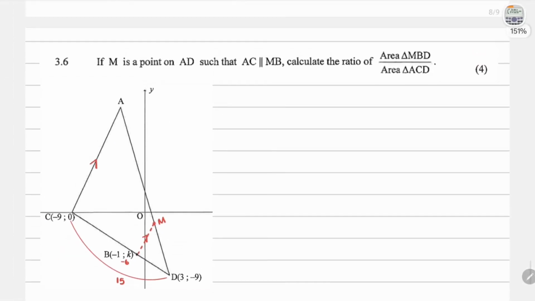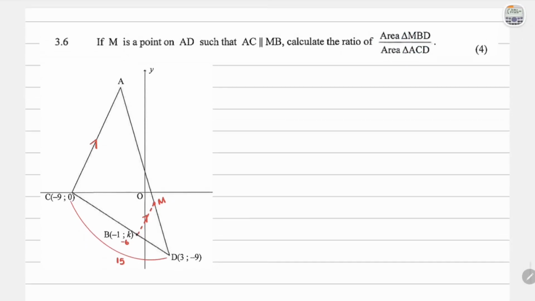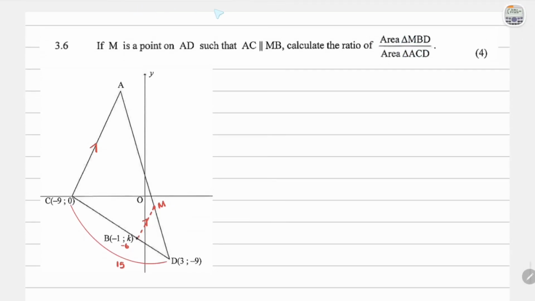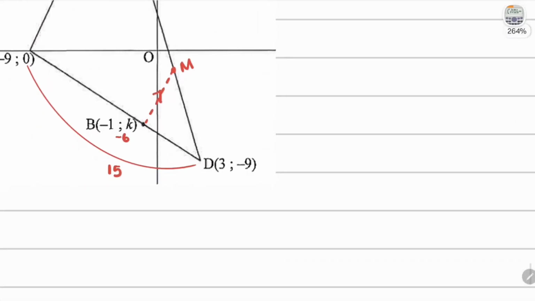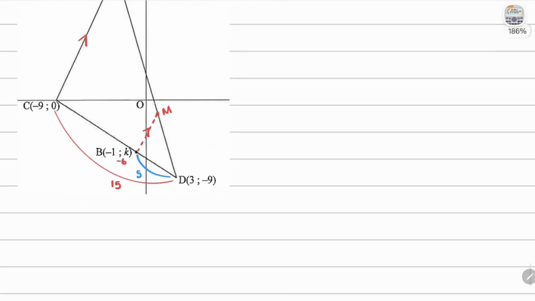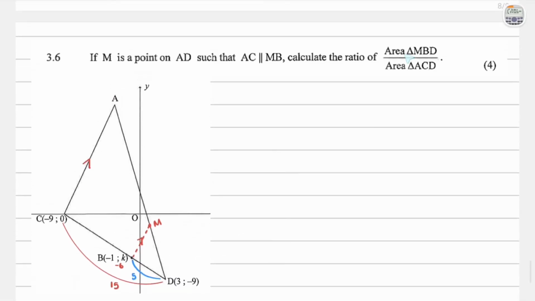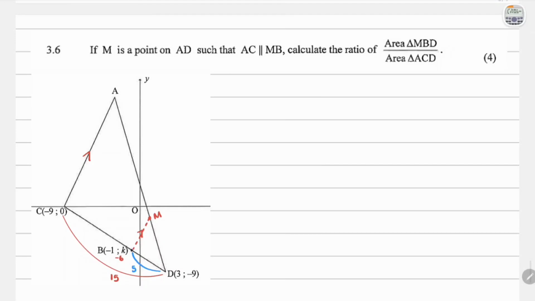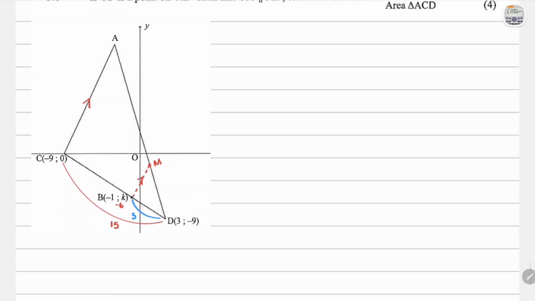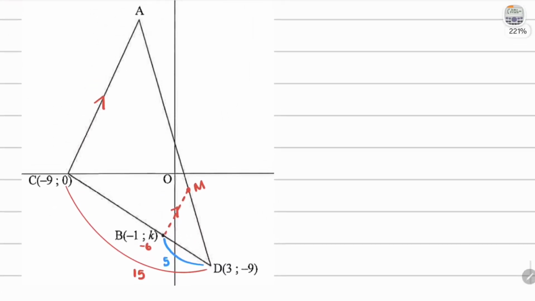Okay, with that being said, we need to calculate the ratio of these triangles over each other. Let's look at those triangles and see what we have in each of them. So remember that we already have BD. We already know that this is 5 units. So let's just keep that in mind. If we know that, then triangle MBD, as you can see, is this triangle over here, and ACD is the bigger triangle.